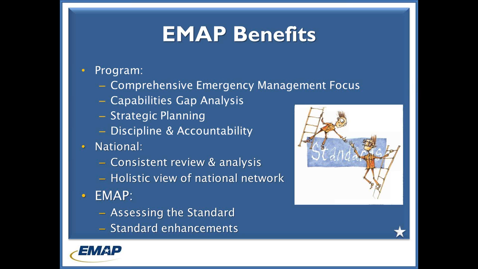Some of the national benefits are that the EMAP process provides a common structure for review and analysis among state and local government programs nationwide. In addition, it allows for a holistic view of the nation's emergency management and preparedness network. EMAP also derives benefit through the assessment process as it provides a continual method by which we can assess the clarity and appropriate application of the standard and allows the EMAP Technical Committee real-world evidence when considering changes and additions to the standard.